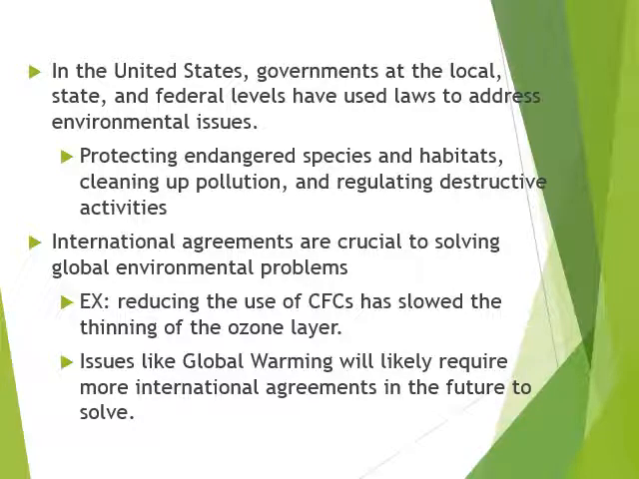In the United States, governments at the local, state, and federal levels have used laws to address environmental issues. This includes protecting endangered species and habitats, cleaning up pollution, and regulating destructive activities. So, for example, with our hunting season here, you just can't go out and hunt any time of the year. There are laws about when you can hunt and how many deer or whatever you're hunting you can actually kill. That's something that is looking at our environment and saying that we need to control that aspect of it.